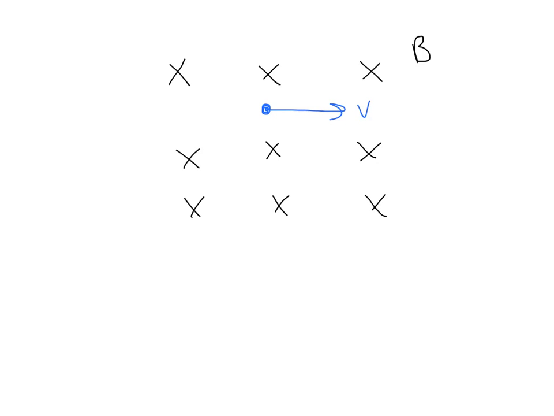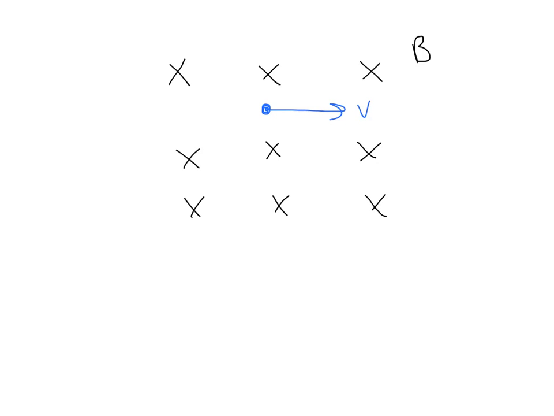How do I know to do this? My fingers face the field, which are x's, so that's like this. Thumb faces the direction of velocity. That's the setup I've got. My palm points up, so the force on this particle would be upward.